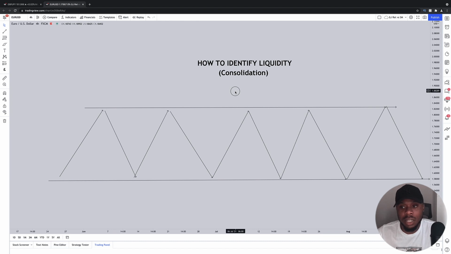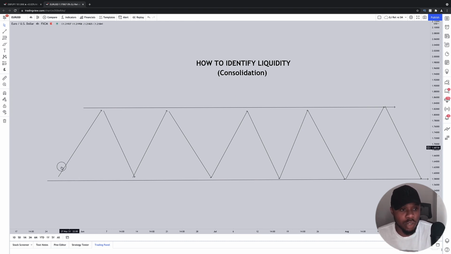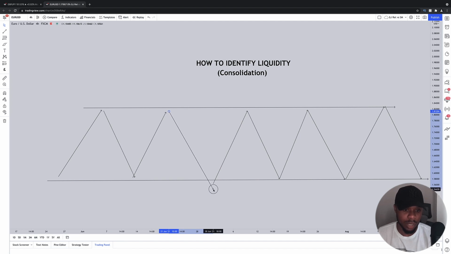So here's another example of liquidity again. Whenever you see price consolidating, consolidation just means that the market is moving sideways. So price is bouncing between this high and this low and this high and this low and so on and so forth, just constantly going back and forth. Sometimes it expands just a bit higher than the high, and then sometimes just a bit lower than the low. It doesn't really matter. It's still consolidation.